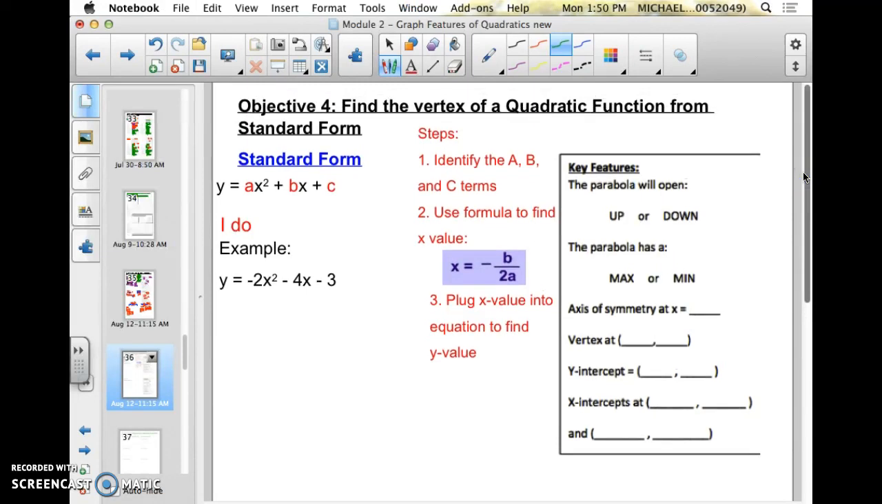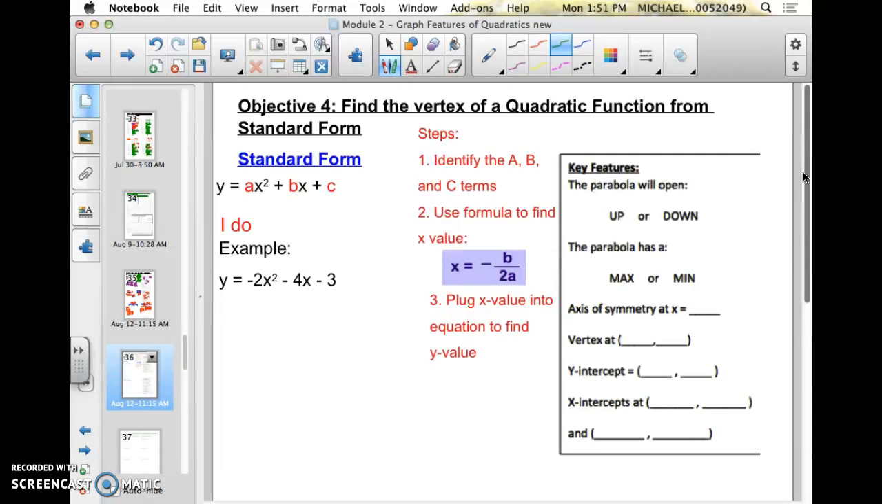Objective 4, find the vertex of a quadratic function from standard form. Now, again, standard form can be written as y equals ax squared plus bx plus c, where a, b, and c are all real and rational numbers. Now, I'm going to do an example, then I'll have you pause the video, try your own example to check your understanding before moving on to the practice work. And with this example, I'm going to use the following steps written in red to successfully find the vertex if given standard form. So, this example, y equals negative 2x squared minus 4x minus 3.